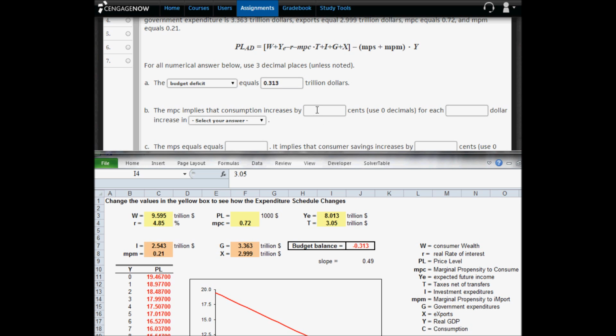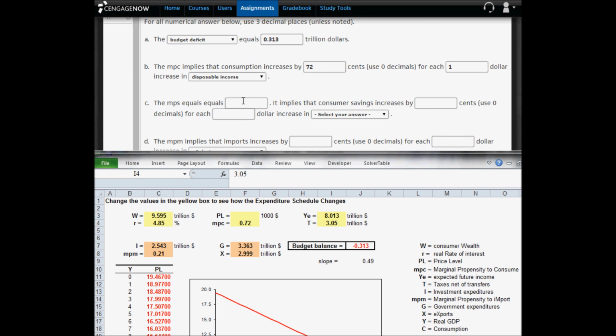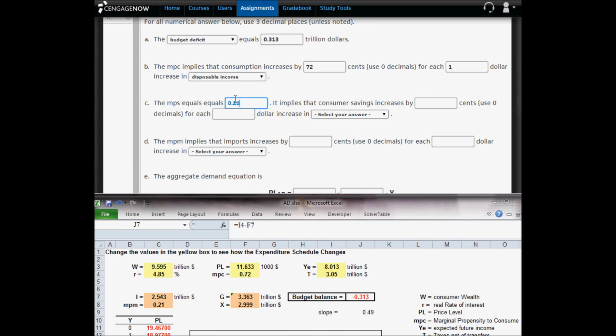The MPC implies that consumption increases by 72 cents for each dollar disposable income increases by. The MPS was 0.28. It implies consumer savings increases by 28 cents for each $1 increase in disposable income. The marginal propensity to import was 0.21. It implies that imports increase by 21 cents for each $1 increase in real GDP.